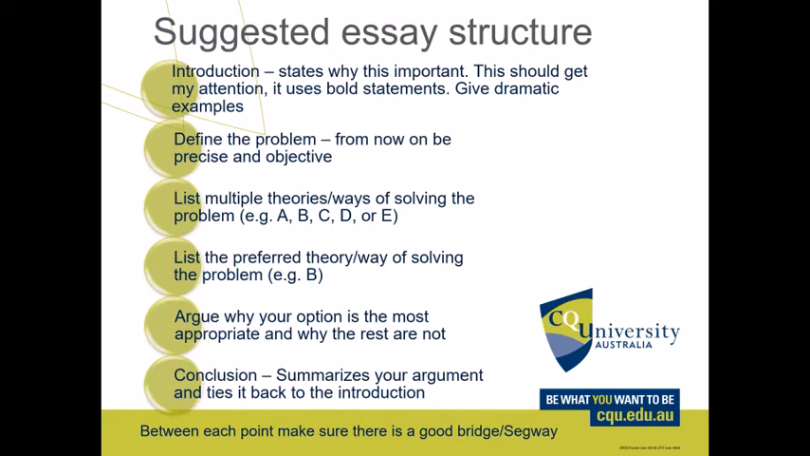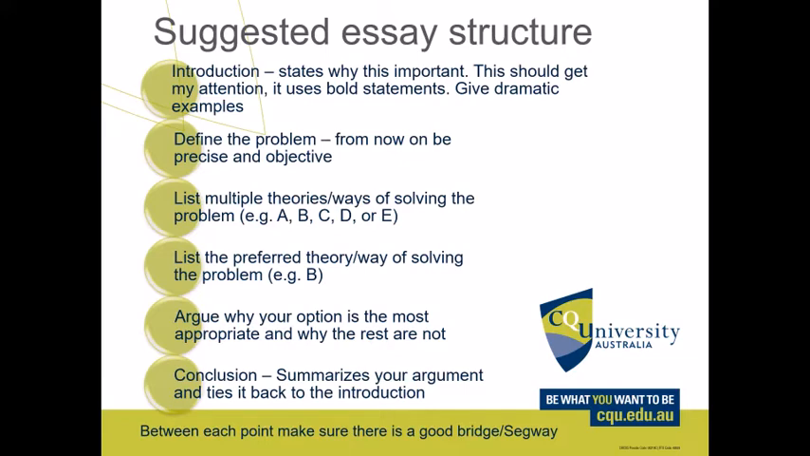You should define the problem. From now on, be precise and be objective. What is the issue? And start to really show your academic abilities by using much more precise language. List the multiple theories or ways of solving the problem. This problem could be solved A, B, C, D, or E. Then list the most preferred theory or way of solving the problem. The most preferred way is B. Argue why your option is the most appropriate and why the rest are not. And argue hard. Go with academic journal articles to back up what you're saying.